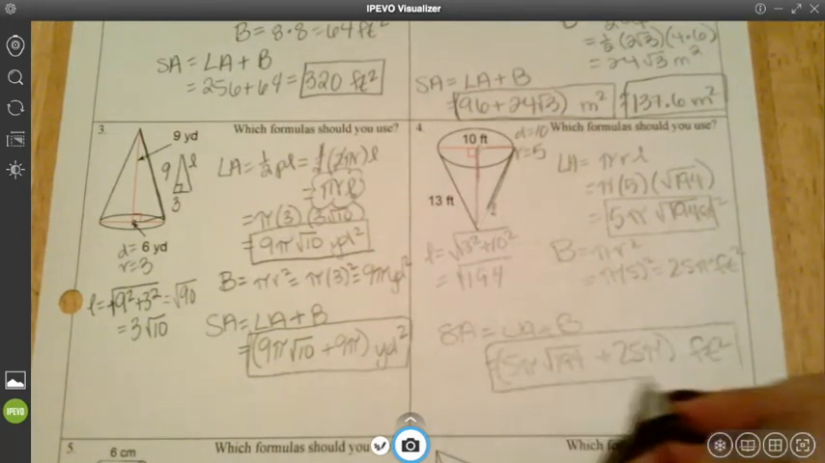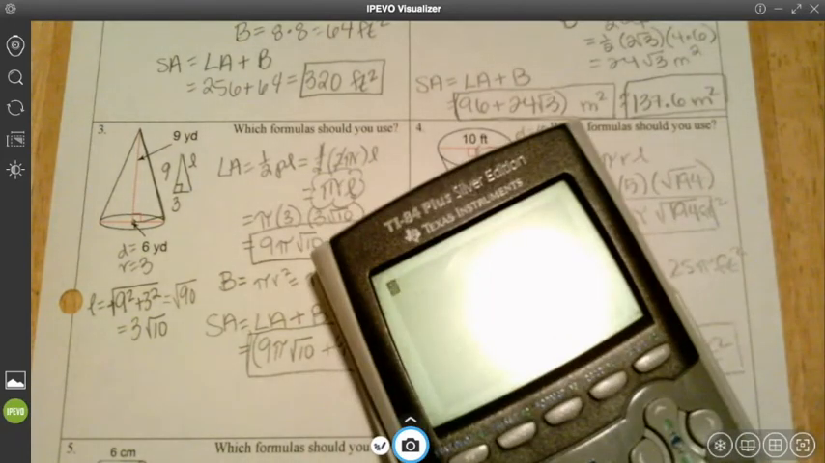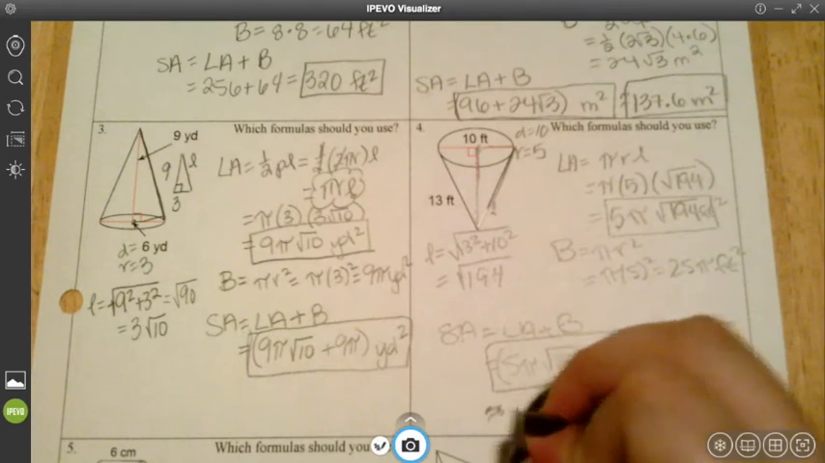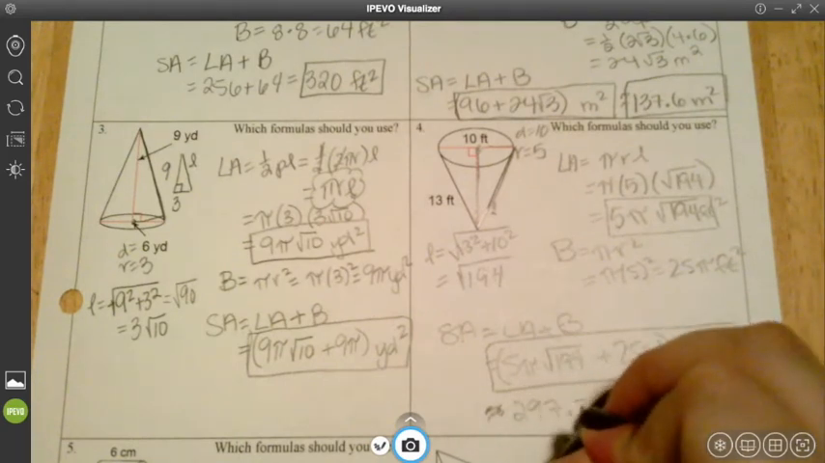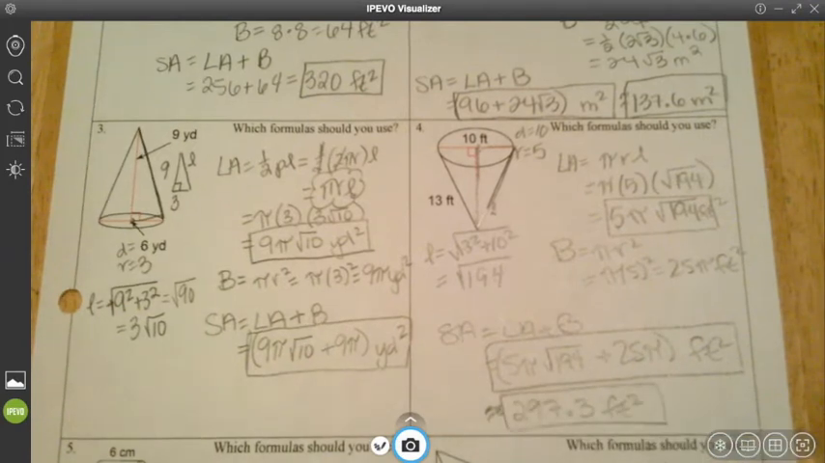If I was estimating it, I would put that whole thing into my calculator. 5 pi times the square root of 194 plus 25 pi, giving us 297.3. So we could say that is approximately 297.3 square feet if it is asking for an estimate or a rounding.